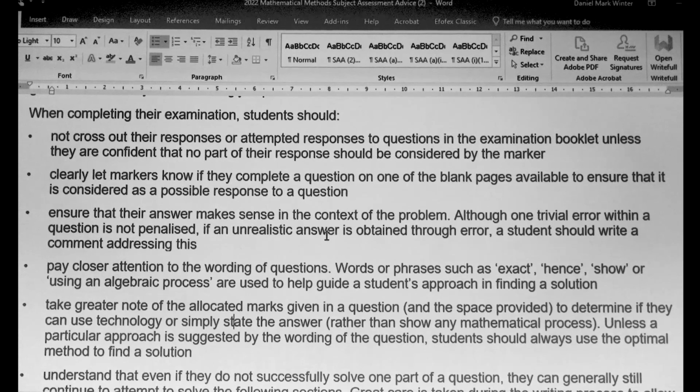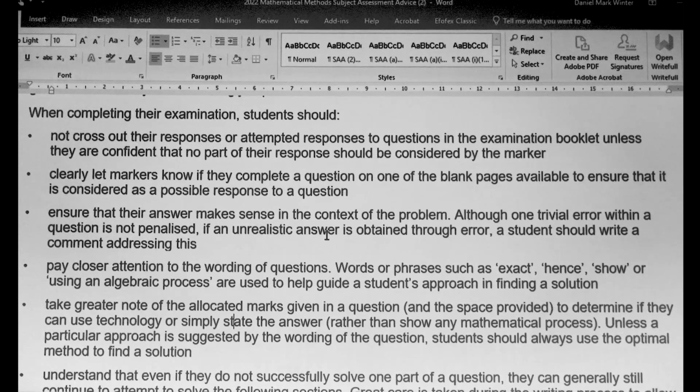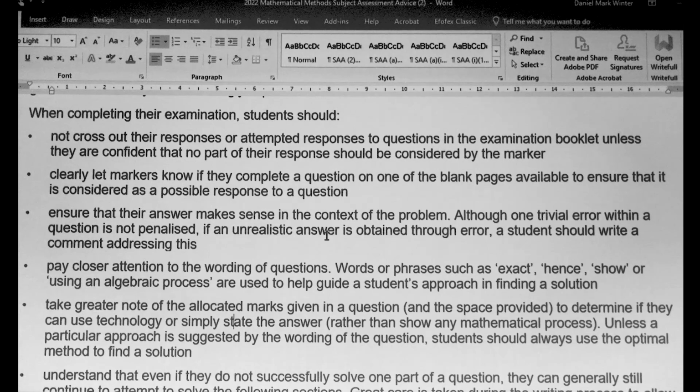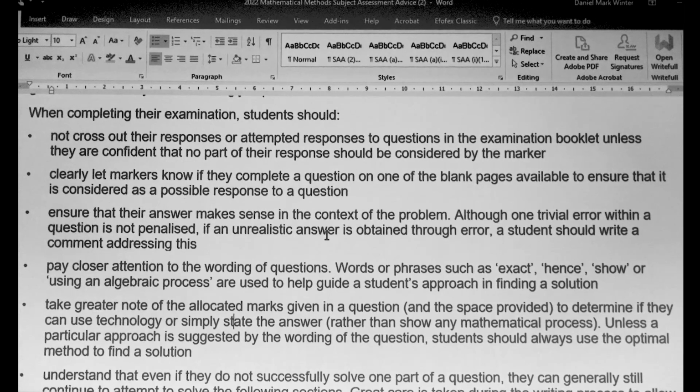So obviously scribbling stuff out means that if they change their mind, we're not going to be able to read it. So just a neat cross through work that they don't want in case they come back and think that was the key.